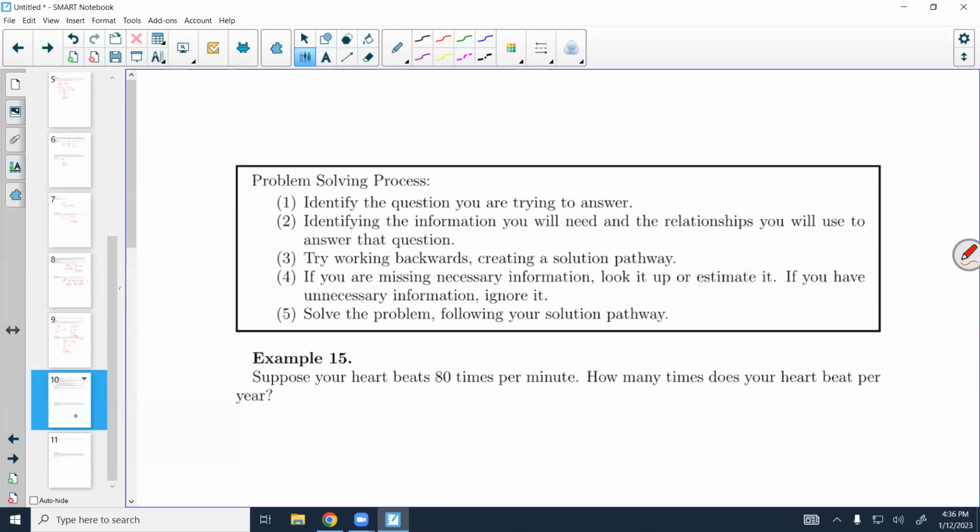Identify the information you'll need and the relationships you will use to answer that question, like the pizza problem where we determined we needed the area of a circle. Try working backwards and create a solution pathway. If you're missing necessary information, look it up or estimate. I guess the case of that would be the number of feet in a mile. If you have unnecessary information, ignore it. On any test we have, you will have everything you need. You might have some extra, but you'll have everything you need. And solve the problem following your solution pathway.